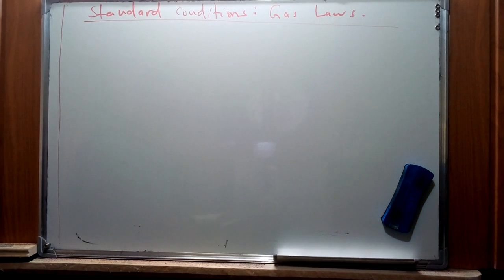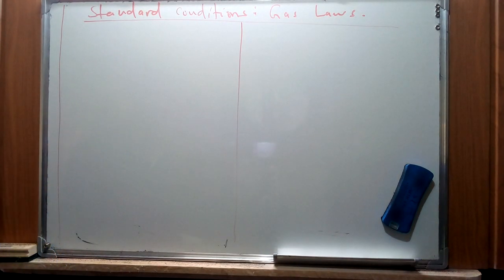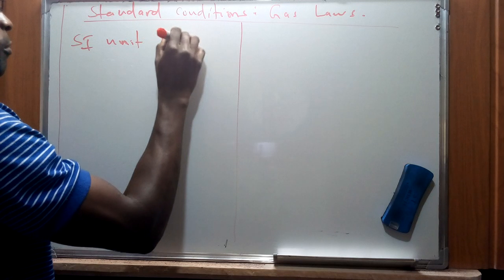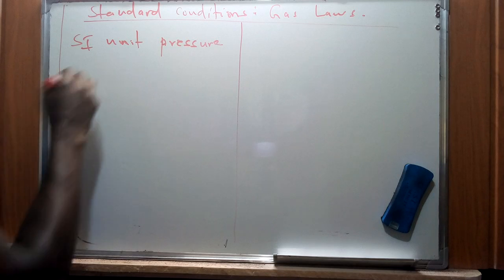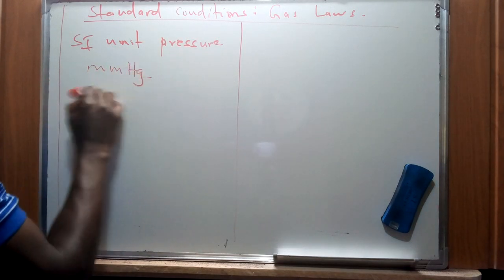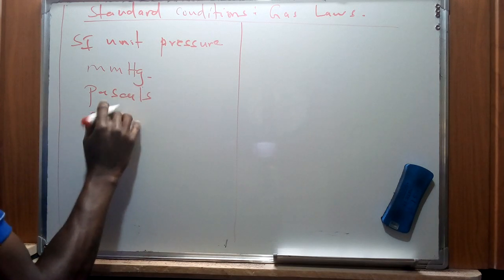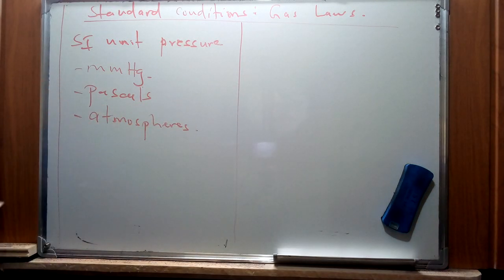So before we go into these laws, I'm going to look at a specific aspect that we have already talked about briefly in our previous videos. This is the SI unit for pressure, which we have been giving in different units, such as millimeters of mercury, and we have also talked about pascals and atmospheres. This depends on the different questions we have dealt with, so I'm going to give the relationship between the three so that whenever we are required to do a conversion, it will be easier for us.